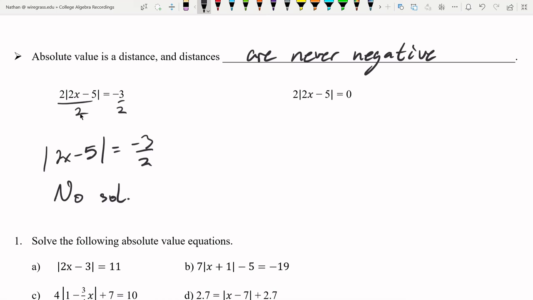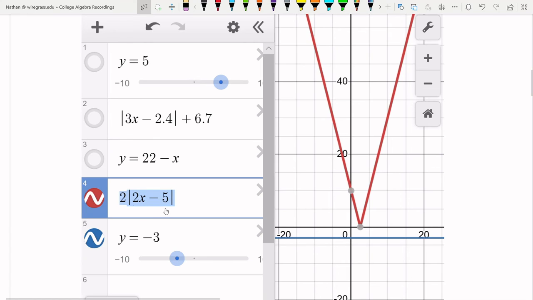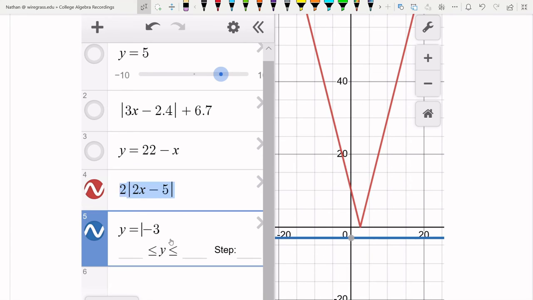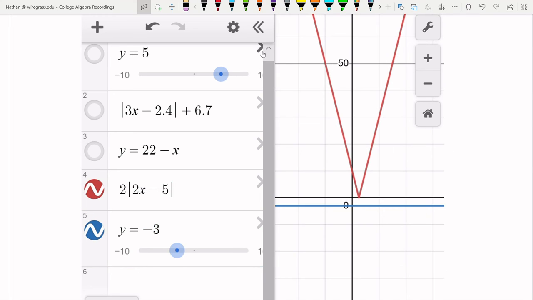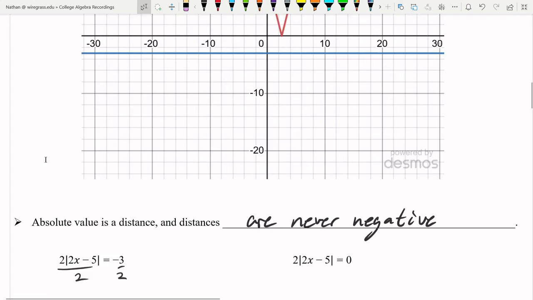If you were to actually test this on the graph, let's go ahead and test this real quick. Okay, here we have the first portion. This is the left-hand side, and then we have this was equal to negative 3. And you can see there's no overlap here. There's no solution. There's no point of intersection. It's kind of like as if it were two parallel lines, but in this case, they're not parallel lines. There's just no overlap, so no solution.